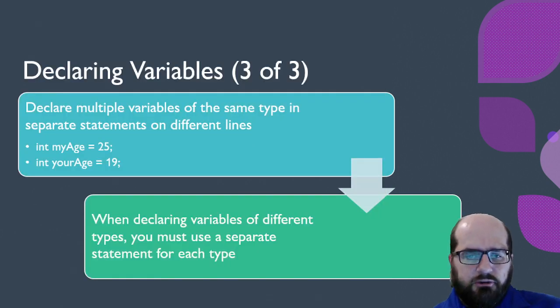So yeah, you must declare a separate statement for each type when you're doing different data types. And that's what we need to know about declaring variables.